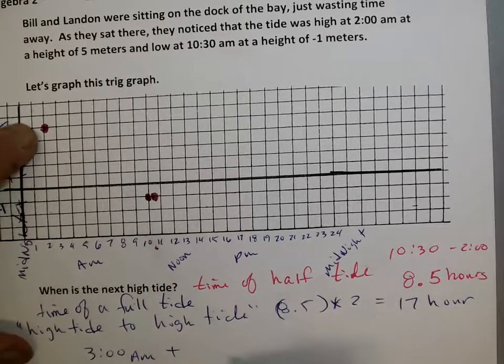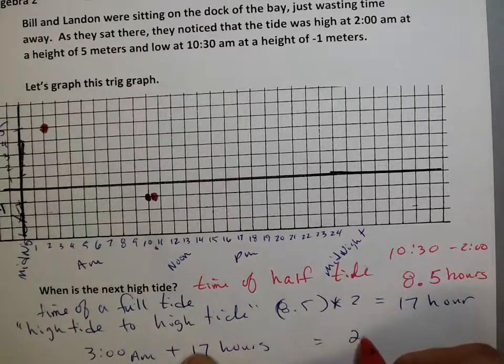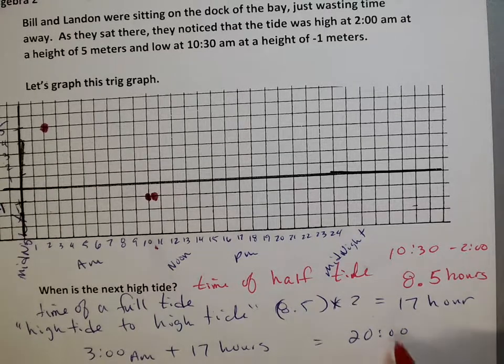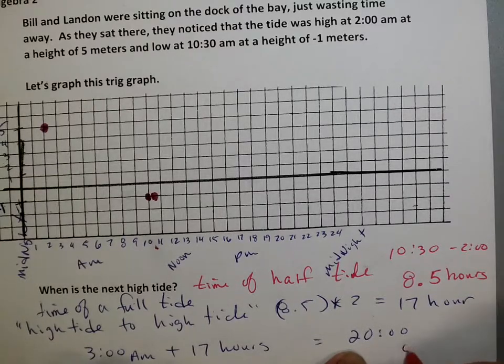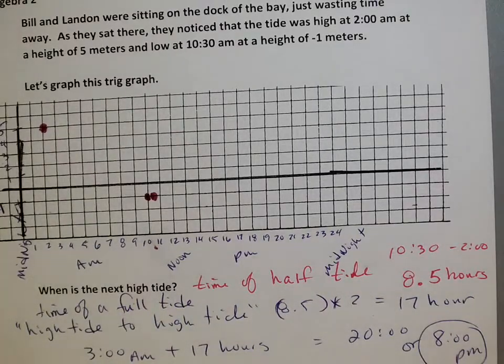And we add 17 hours, right? Because we go high tide to high tide. 3 o'clock in the morning, go 17 hours, we're going to get to 20 o'clock military time, right? High tide is at 2, by the way. But that's going to be 2 plus 17, that's going to be 8 o'clock in the evening, or 8 o'clock p.m. And I'll take either one, but 8 o'clock p.m. is easier for us since we're used to a.m. and p.m.